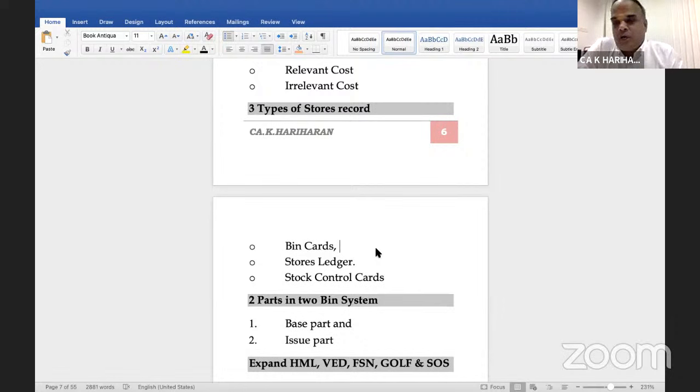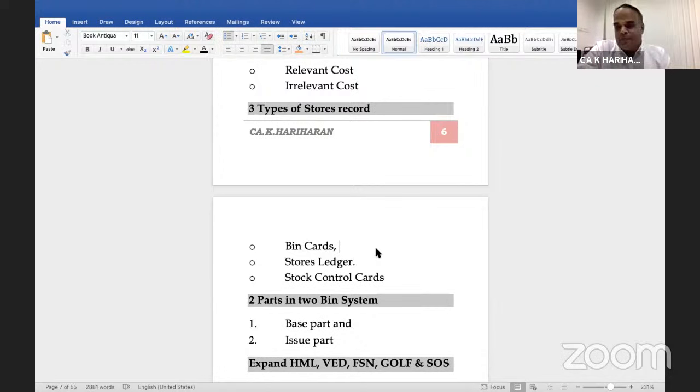First of all, what does bin mean? Bin is not a dustbin. Bin represents where we are going to keep the material. Yes, correct. The container is called a bin. Clear?